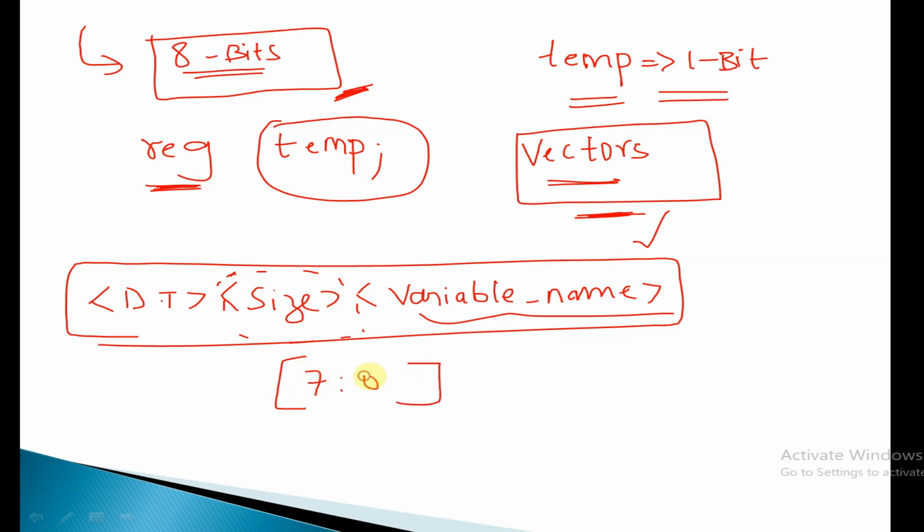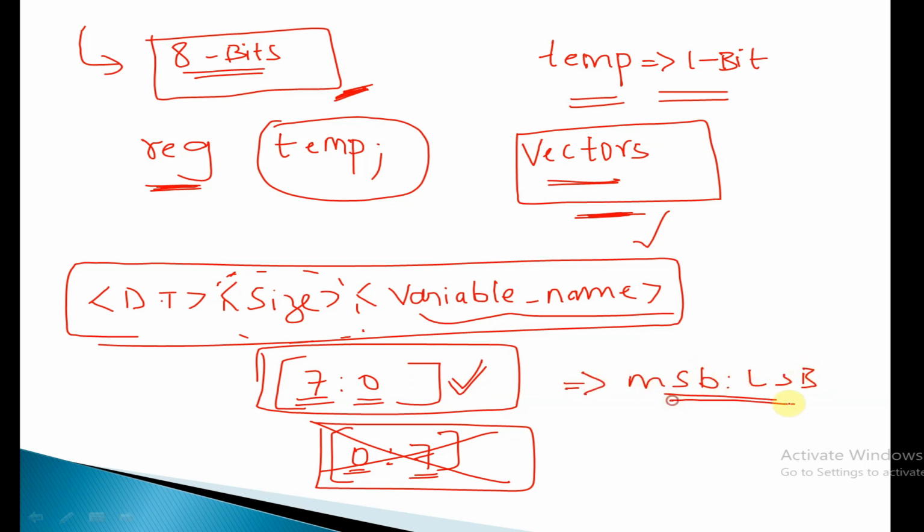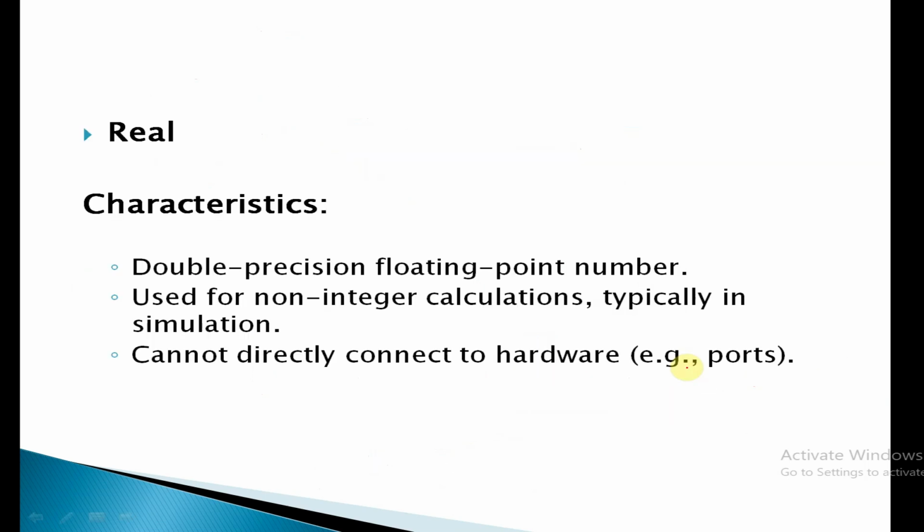If you mention 7 down to 0, this will be your MSB and this will be your LSB. And if you mention 0 down to 7, this will be your LSB and this will be your MSB. This is indexing. Generally we prefer 7 down to 0. The other I'm not discussing because you will get confused. So we will stick to only one type of representation, that is MSB down to LSB. So this was about vectors. And by default, if you haven't given any size, then the default size will be 1 bit.